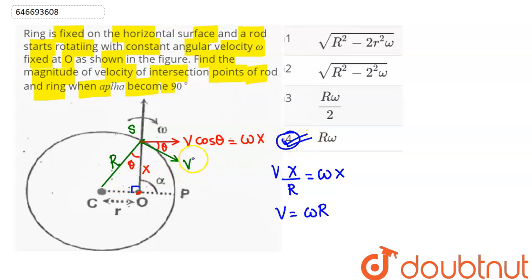Hence the velocity of the intersection point of rod and ring when alpha becomes 90 degrees is R omega, which is option number 4. Hence 4 is the correct answer.